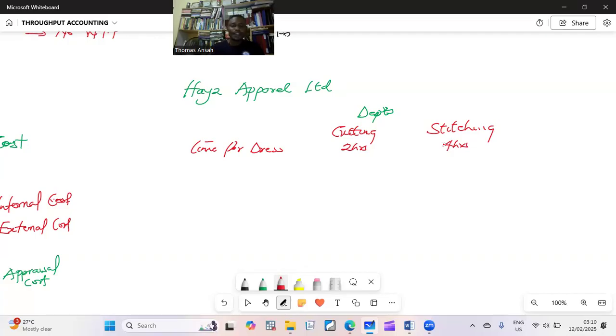All right. And let's say the maximum capacity of his machine is such that it can operate 1,000 hours per month. And let's say cutting is 1,200 hours a month, and stitching, let's say 1,000 hours per month.